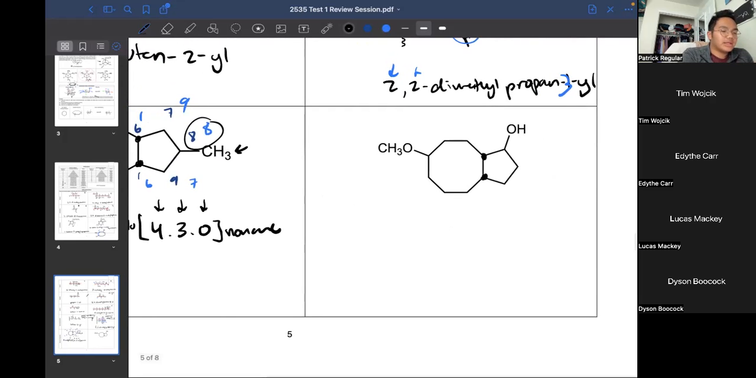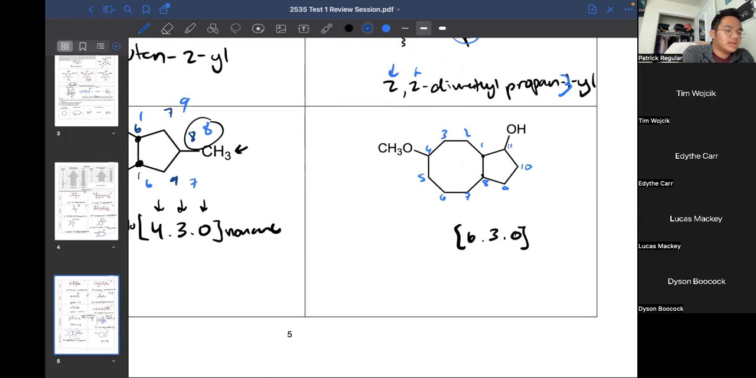Let's do it over here. Let's count the carbons. 1, 2, 3, 4, 5, 6. We have a 6. 1, 2, 3. 3 carbons and then 0 carbons between. Alrighty. Now, counting from the bridgehead carbons, let's go around. 1, 2, 3, 4, 5, 6, 7, 8, 9, 10, 11.